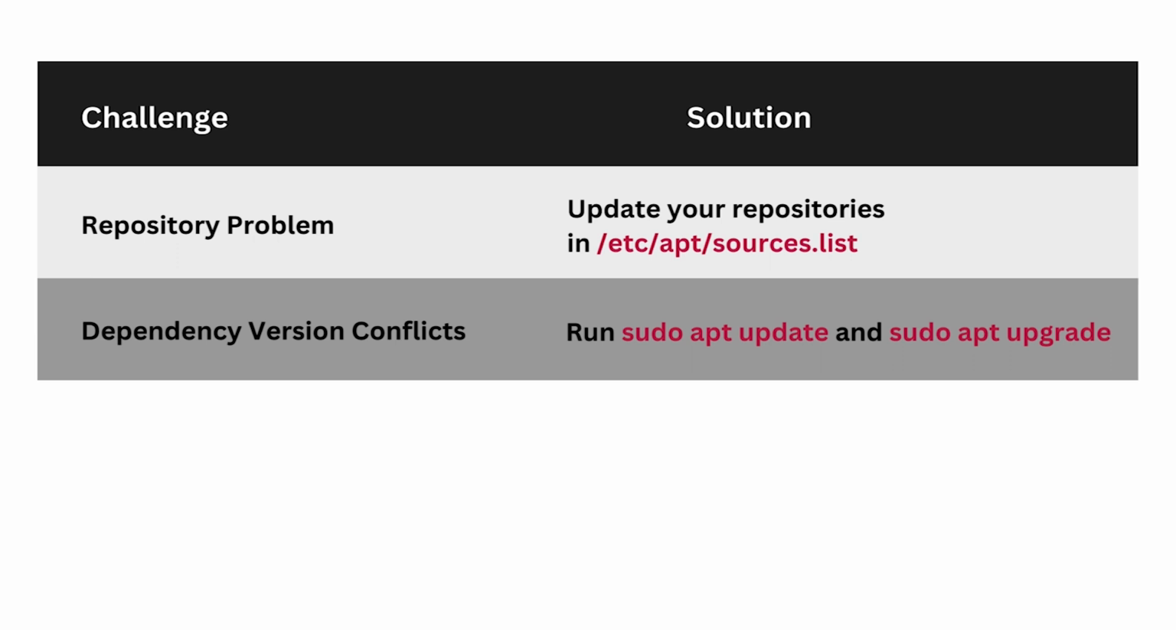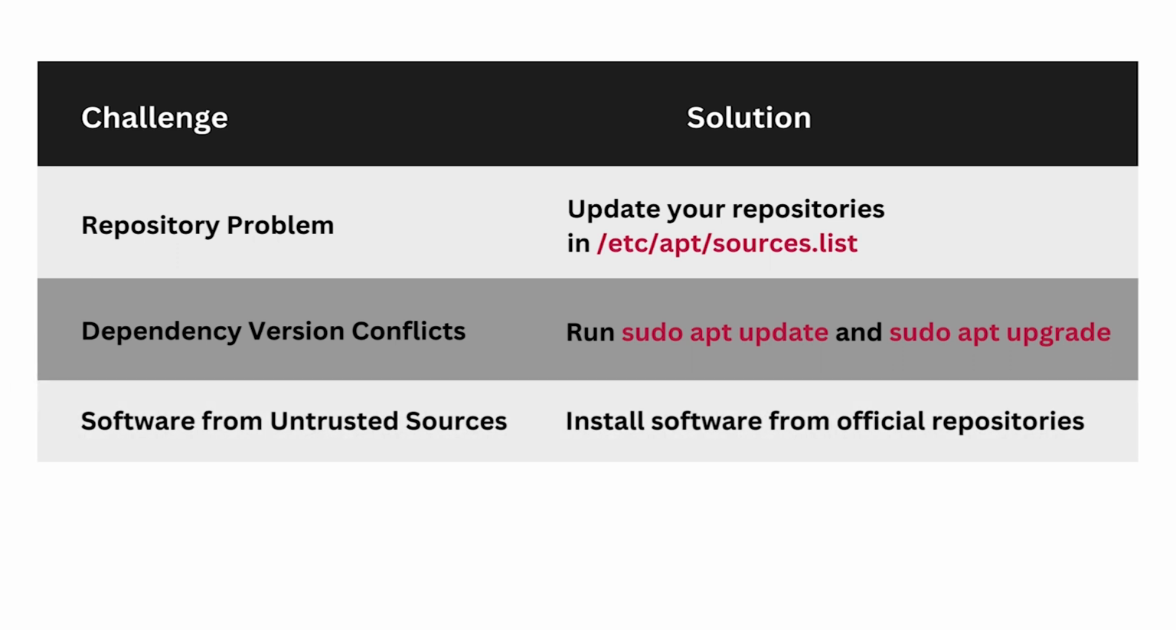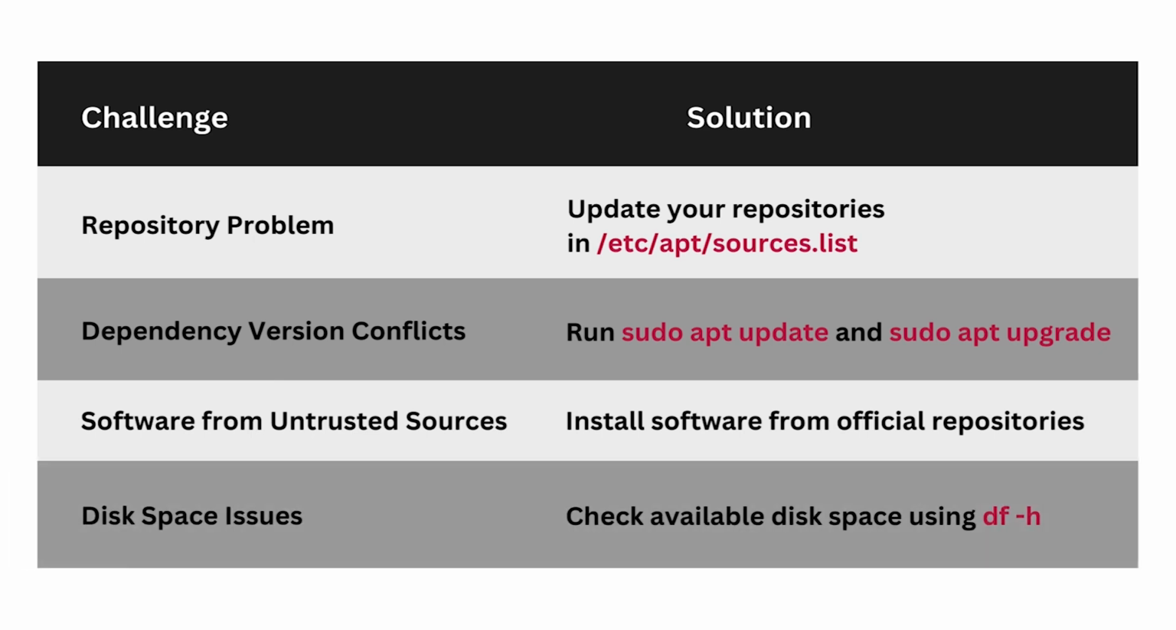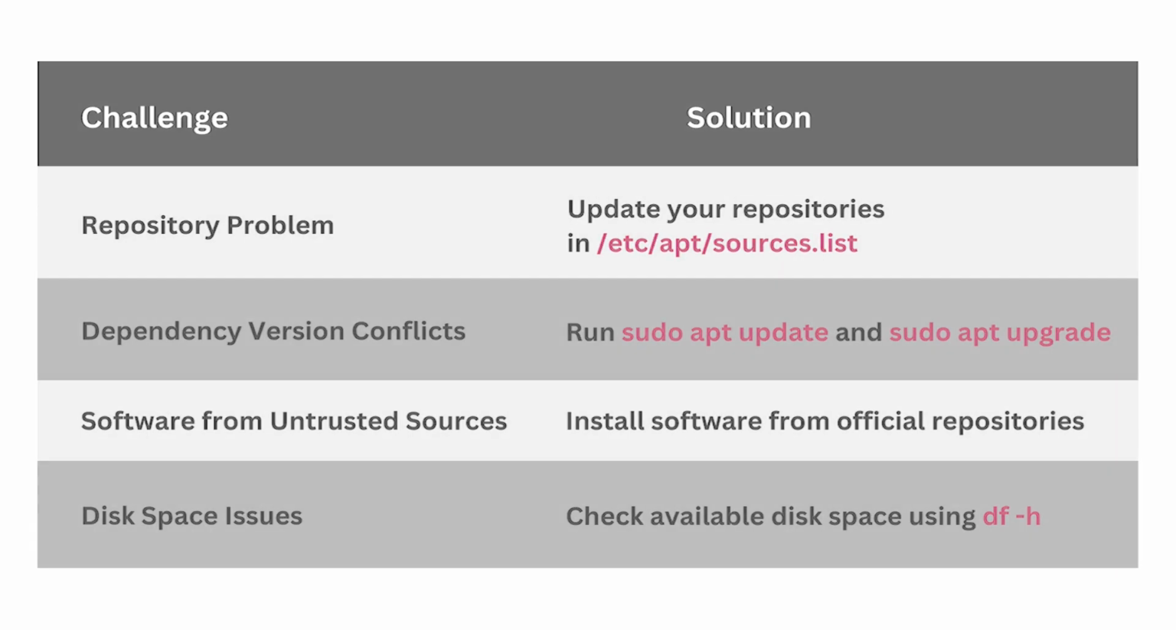Another one is installing software from untrusted sources. To handle this, always try to install from official repositories. And if your system is low on disk space, make sure to check available disk space using df -h before installation.